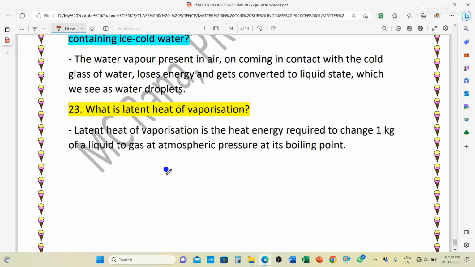But latent heat of vaporization only helps the liquid to change into gaseous form, but it does not increase the temperature of the liquid because it is being absorbed. The amount of heat that is being absorbed only helps to change the state, that means from liquid to gaseous state, but the temperature does not increase. That is called the latent heat of vaporization.